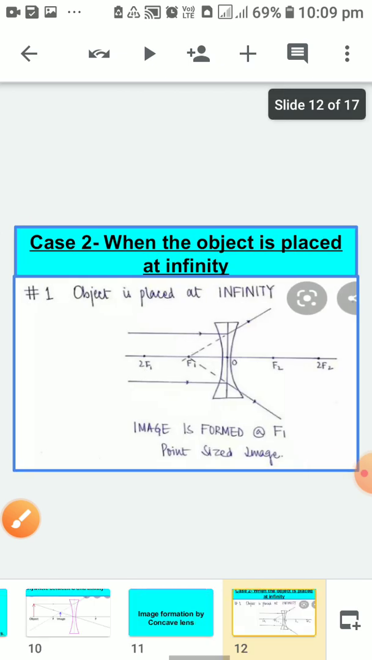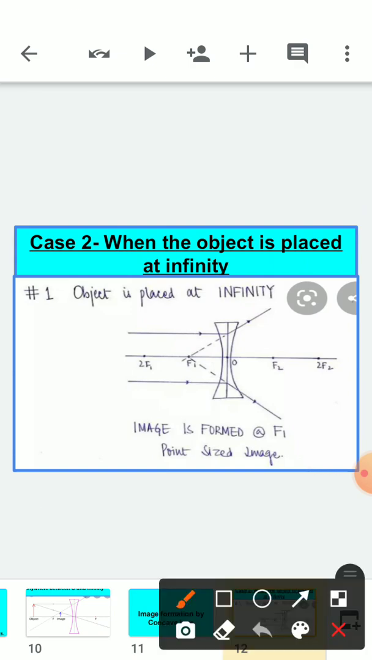Case number 2 is when the object is placed at infinity. In this case, again, object is placed at infinity, means image will form at focus. So image will be forming at focus. This will be the position of image. Size will be highly diminished, or it will be point size image.